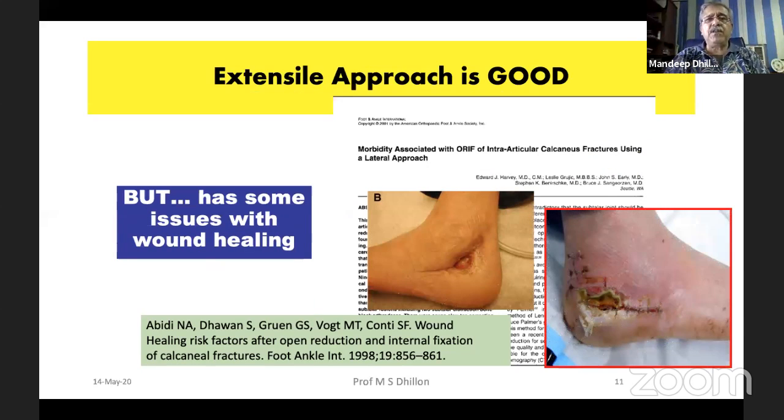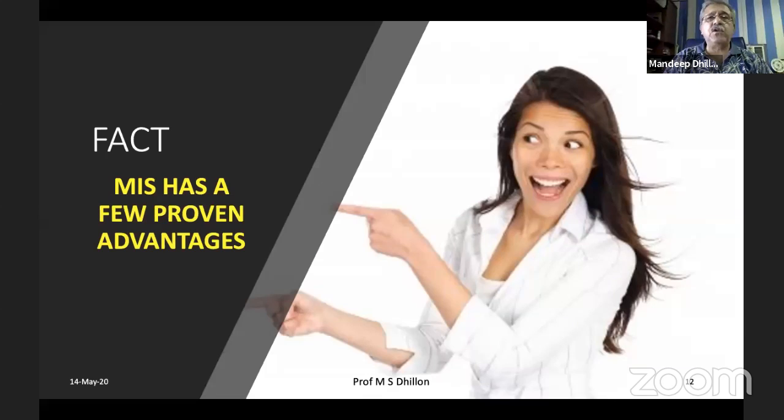Now, the problem with the extensile approach is wound healing. And that is the one big problem. And this is also related to the experience of the surgeon. So this is the reason why MIS started coming into vogue. And today we know that MIS has some proven advantages. And let's see one by one.